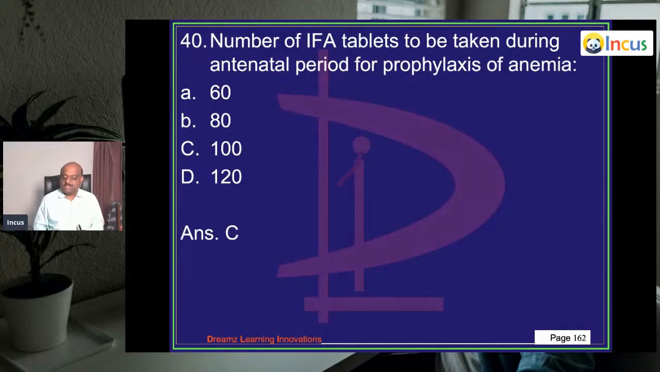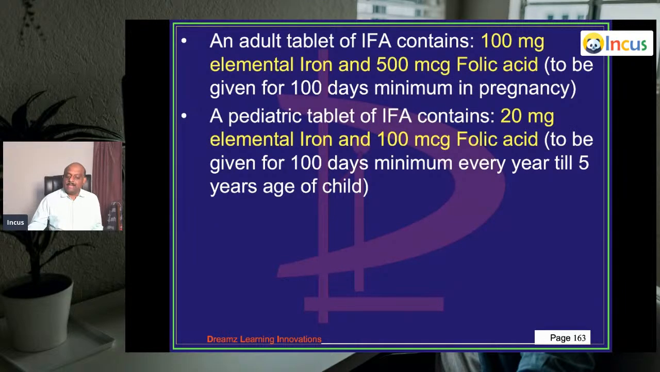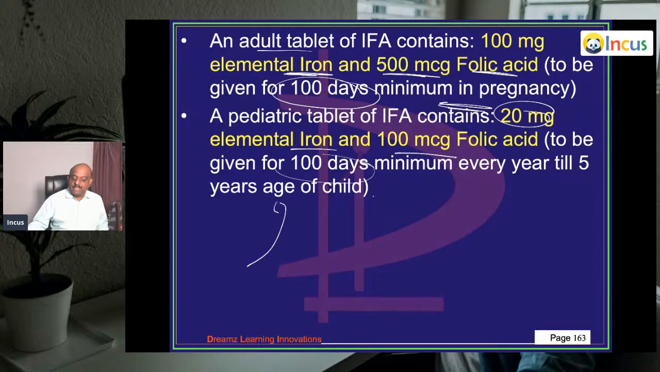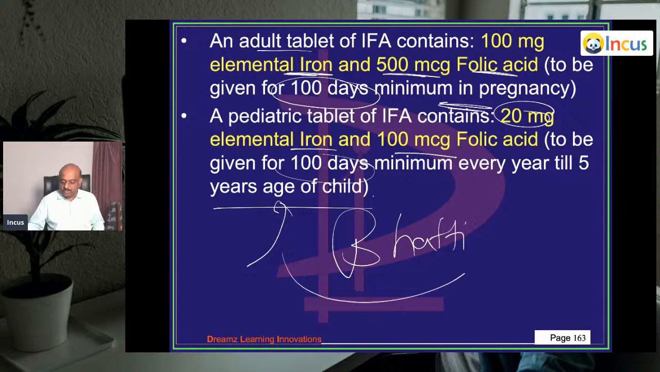How many IFA tablets? Totally 100. An adult tablet of IFA contains 100 milligram elemental iron, 500 microgram folic acid. A pediatric tablet is 20 milligram elemental iron, 100 microgram folic acid. Adult tablet should be given 100 days minimum in pregnancy, and pediatric tablet is given 100 days minimum every year till the 5th year of the child. That is the matter of iron. You have to hammer it in. There is no other way.